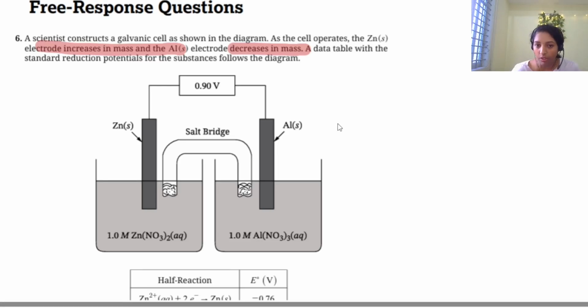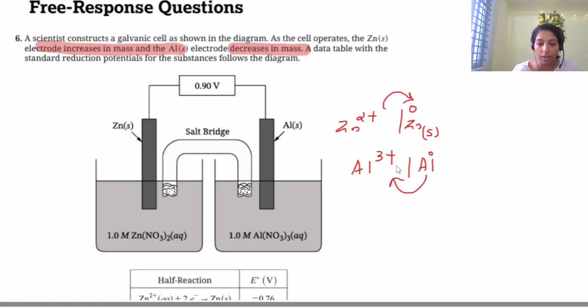What does it mean? We know that zinc is Zn2+ in one form and zinc solid in the other, with a zero oxidation state. So 2+ to 0 is happening here. Why? Because the zinc electrode increases in mass, since Zn(0) is solid. And aluminum decreases in mass. The most common oxidation state is Al3+ and Al, so a decrease in mass means the solid is turning to the aqueous form. Ionic forms are always aqueous, so this is aqueous and this is aqueous.